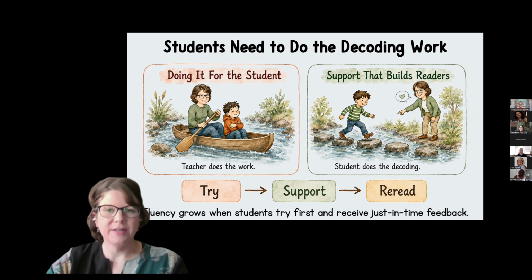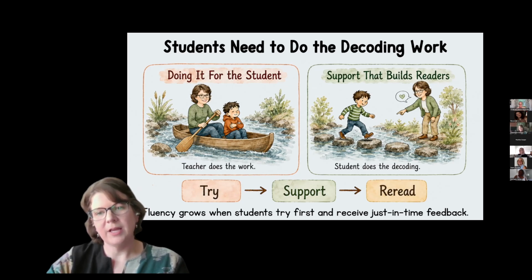That might mean giving a single sound within a word, or it could be as simple as tapping your pencil above a word that a student misread. And then after that first read is complete, you can go back and model the fluent reading and have the student read it again.